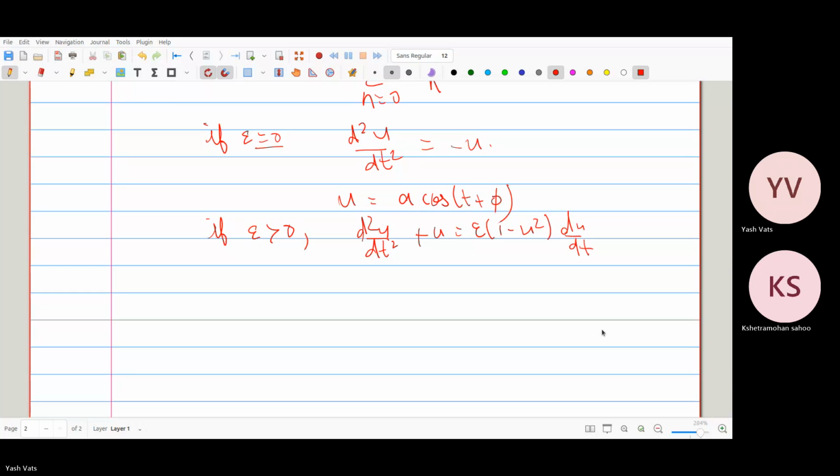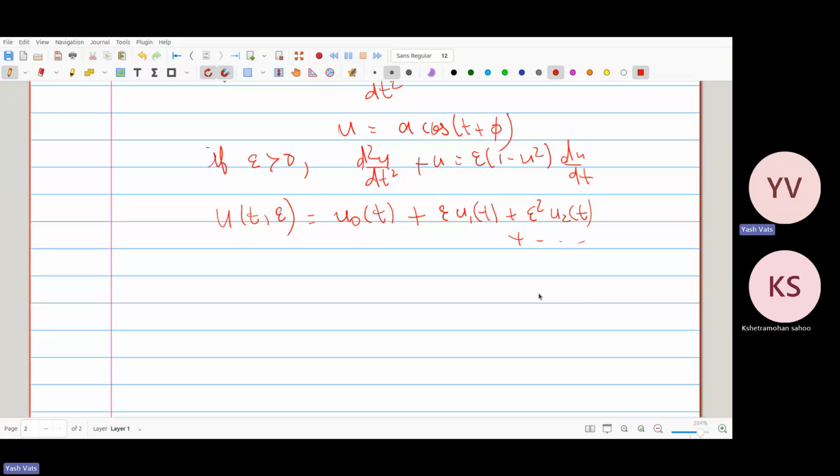Okay, so how do you expand u? The same thing. So I just write u(t, epsilon) the same as u0(t) plus epsilon u1(t) plus epsilon squared u2(t) and so on.